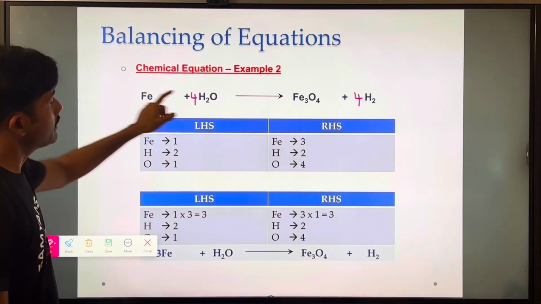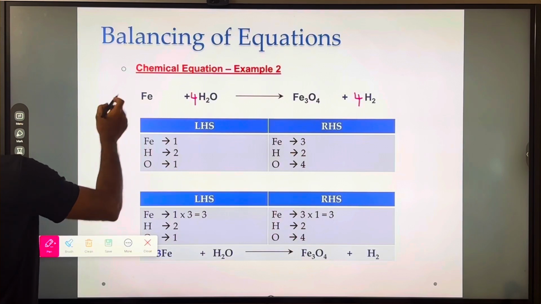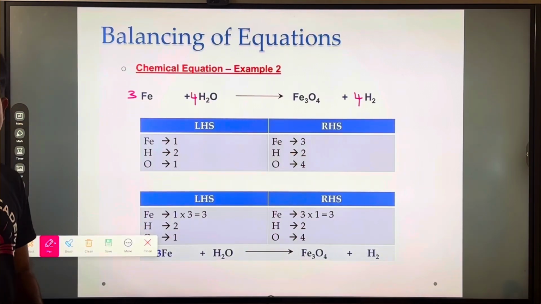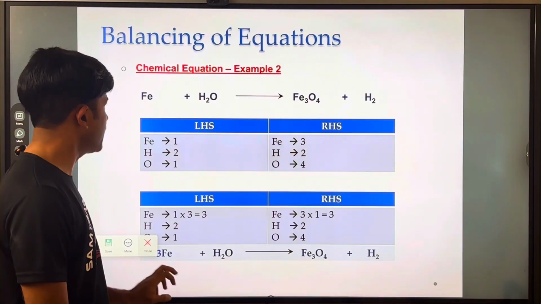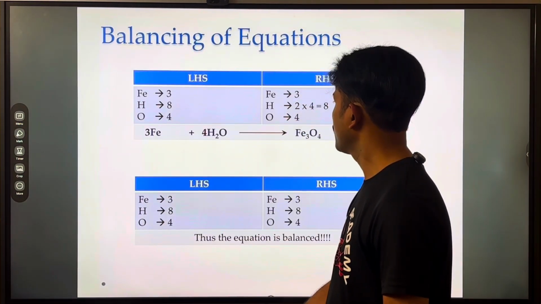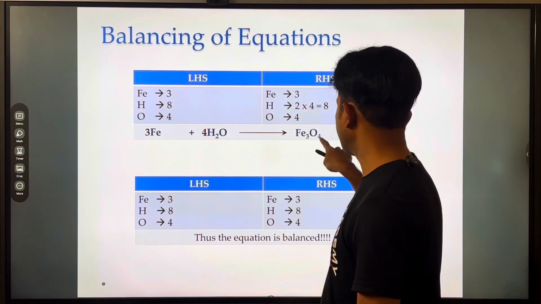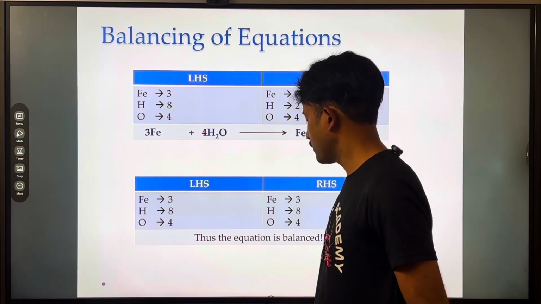Now we have 3 iron atoms on the product side, but only one iron atom on the reactant side. To balance this, keep a 3 before iron. So this is the balanced equation: 3Fe plus 4H2O gives rise to Fe3O4 plus 4H2.